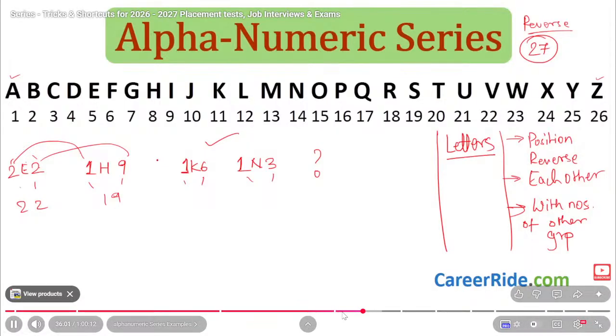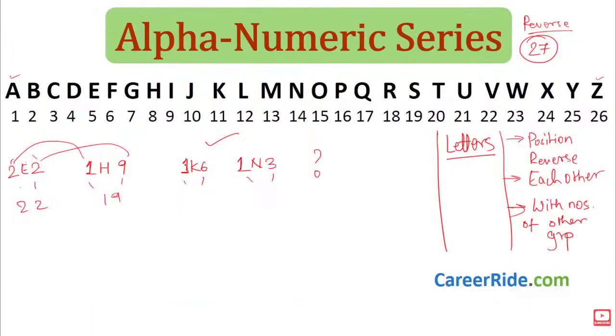Now this sum, or the question which we are seeing over here, can be solved in two ways. There are two logics. You can use any logic. Okay, I'll explain both the logics. Over here 2 is there, 2 is there. What we have to check is whether it is related to the position of the letter. So 2 and 2, no, position of E is 5. So 2 and 2 is not related. What is the reverse position of E? 27 minus 5, 22. Okay, this 2, this 2.